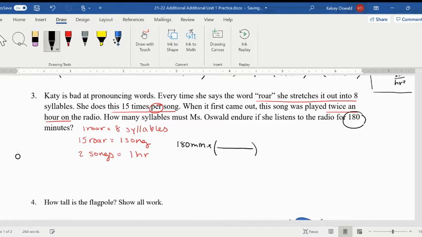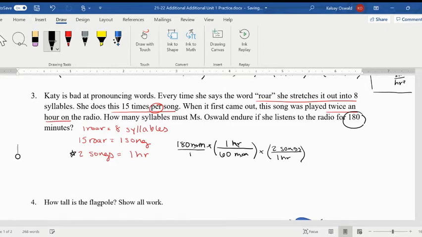So in order to cancel that out, if we look at our conversion factors, we can see hours there. So that's a good hint that we're going to want to convert minutes into hours. So that 180 minutes, we're going to pretend like that's over 1 because there's nothing in our denominator. And we can cancel that out by saying there's 60 minutes for every 1 hour. Now that minutes are canceled and we're left with hours, if we look at our conversion factors, we know 1 hour is the same thing as 2 songs.